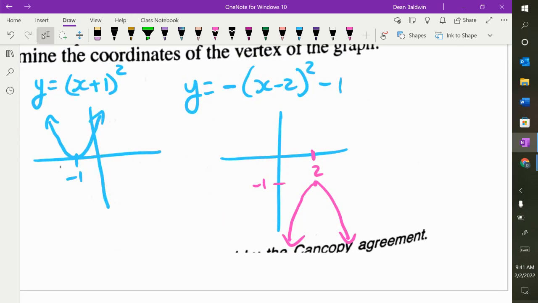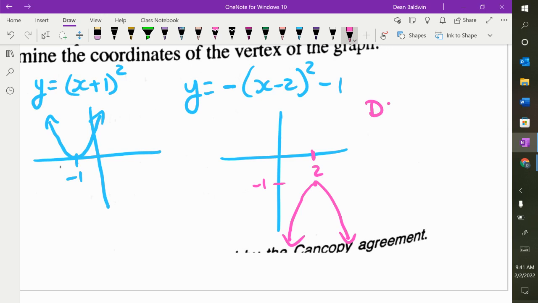So, what makes the inside of this 0? Positive 2, right? So that means we went 2 to the right. What does this negative 1 do? That moves it 1 down. There it is right there. And this forces it to open down. Does that make sense? Okay.